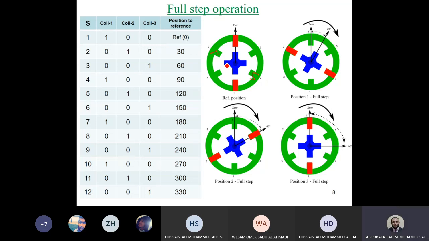Hey, guys. Can you imagine what is the angle now? Simply, we have 90 degrees between the two teeth of the rotor. Is it right? Yes. Okay. 45. No, not 45. How does it come to 45?